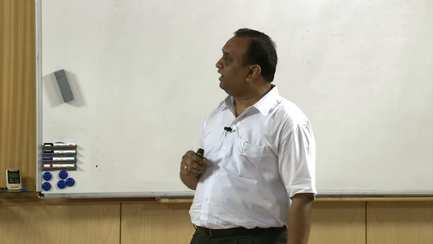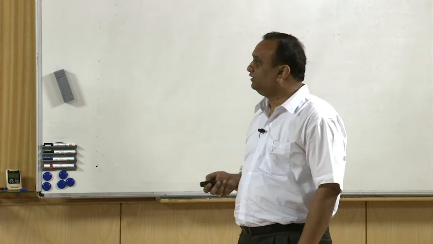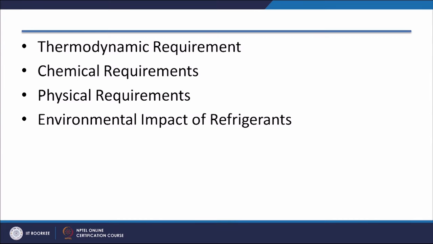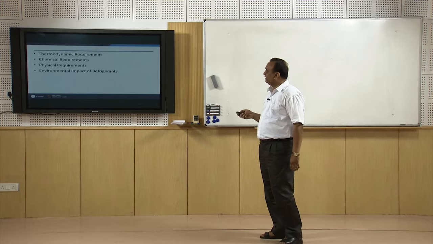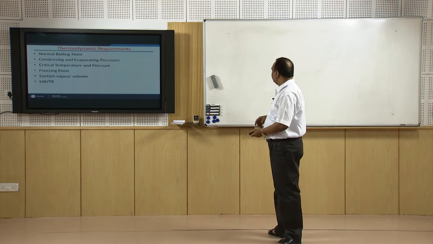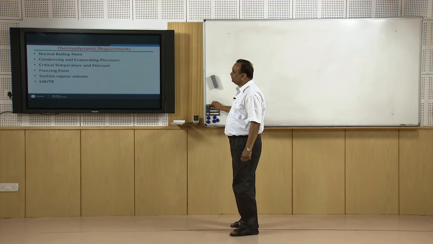In the previous lecture, we were discussing the requirements of an ideal refrigerant. The requirements of an ideal refrigerant can be classified as thermodynamic requirements, chemical requirements, physical requirements, and environmental impact of the refrigerant. This is also very important. The last one is the most important nowadays. We will start with the thermodynamic requirements.